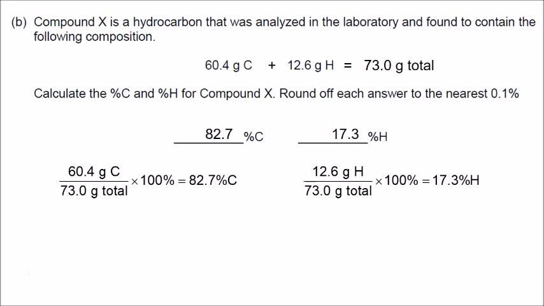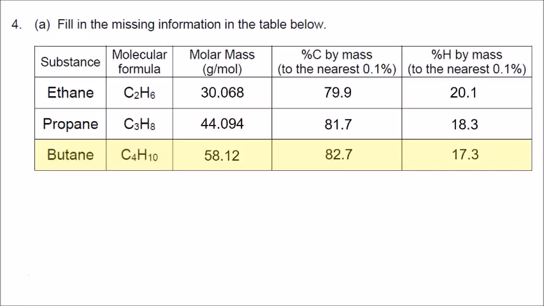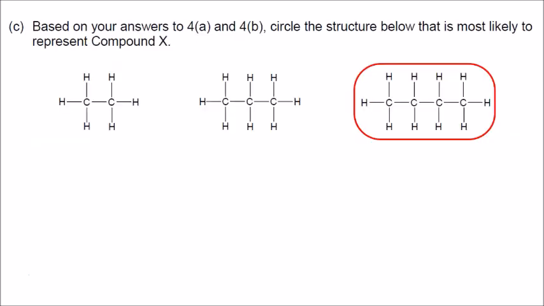Now these percentages by mass should match either ethane, propane, or butane from the table. And as we can see, they match the data for butane. So we know that the mystery compound, compound X, must be butane because it has the same percent composition.